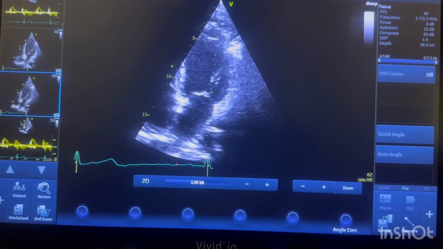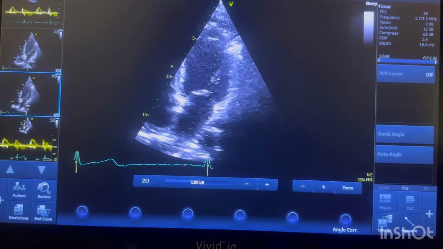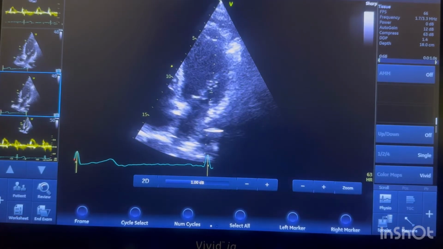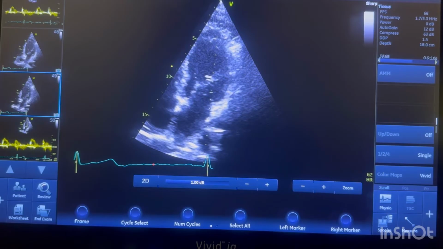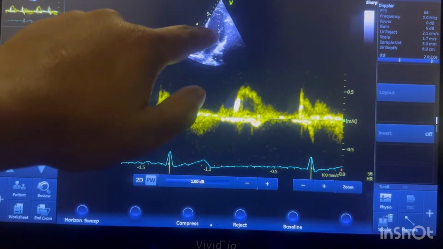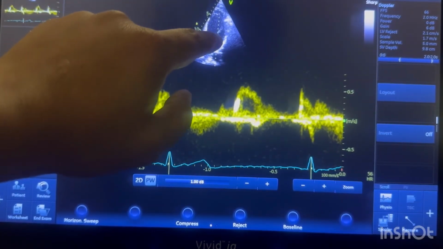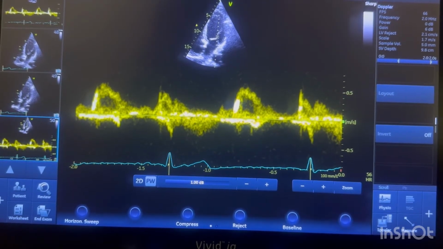And you should be putting the Doppler at the tips of the mitral valve when they are open. Like I will show you, when the mitral valve is open, like here, the cursor should be here. You see, the mitral valve is now closed, but when it opens, my cursor will be in between the leaflets. So this is how you put the Doppler on the mitral valve.